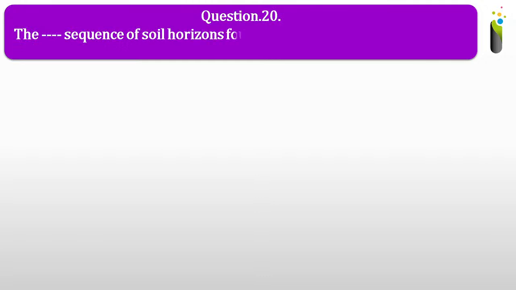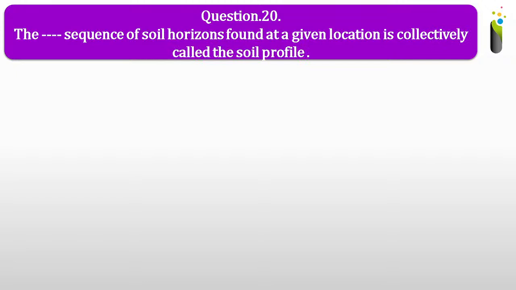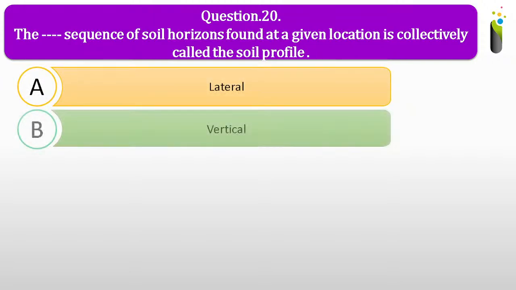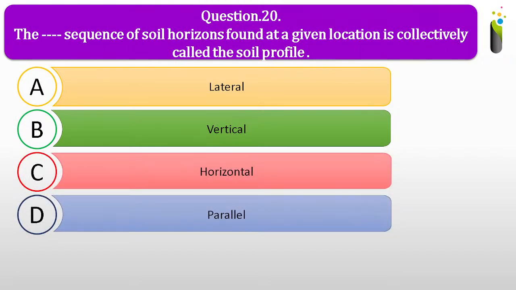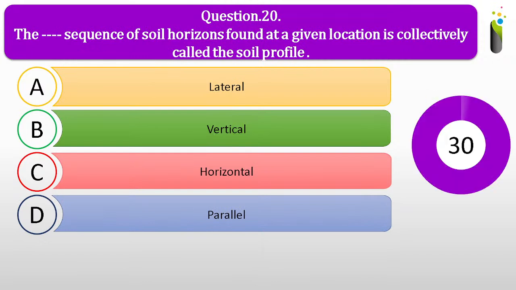The dash sequence of soil horizons found at a given location is collectively called the soil profile. And your options are A. Lateral, B. Vertical, C. Horizontal, D. Parallel. And your time starts now.